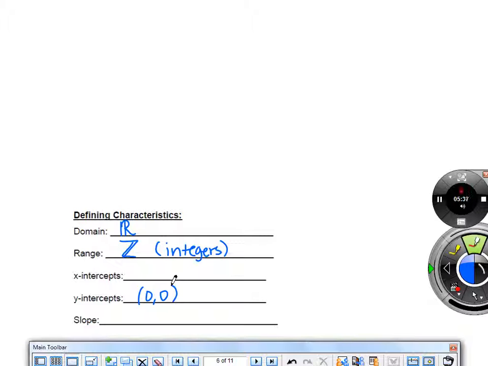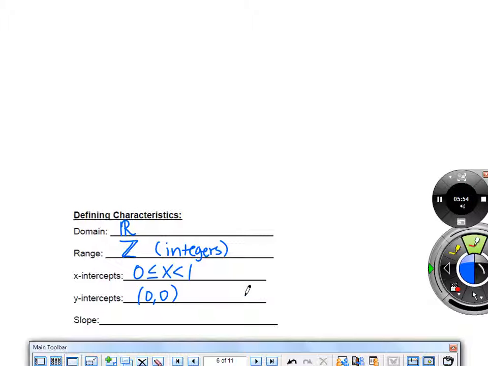So the best we can do here is say there are x-intercepts at all x values from 0 to 1. But notice I included 0 and I didn't include 1 because of the way our endpoints are on the x-axis for that step.